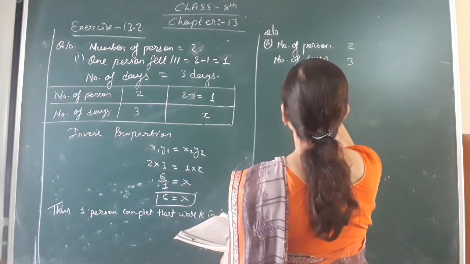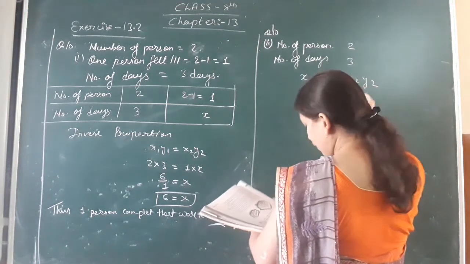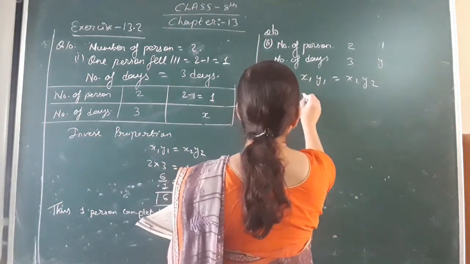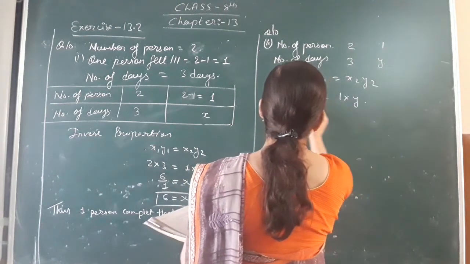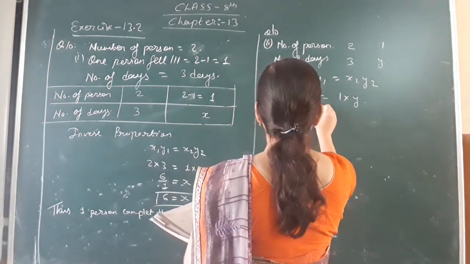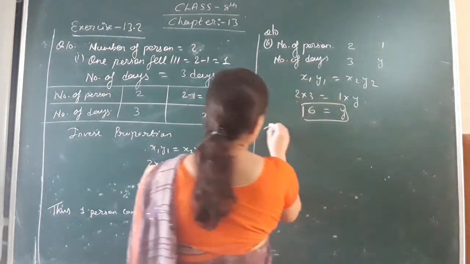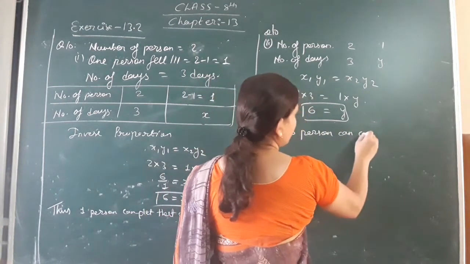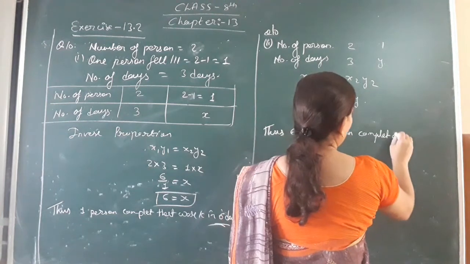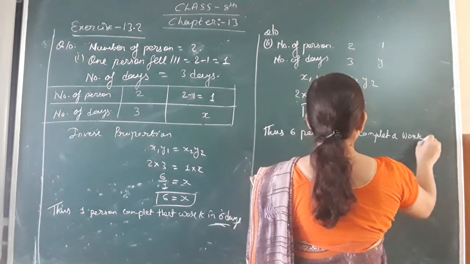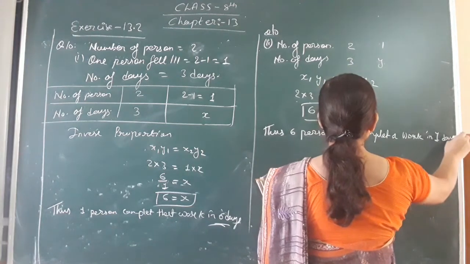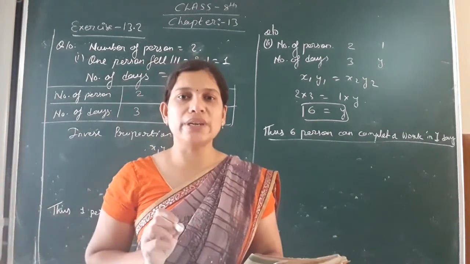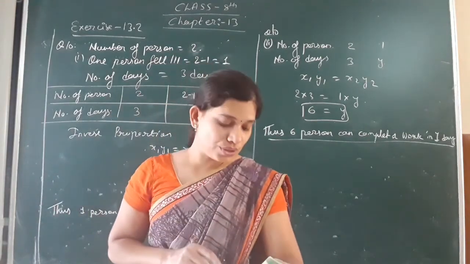Inverse proportion is x1 y1 is equal to x2 y2, isn't it? So here 1 upon 1. So here 2 into 3 is equal to 1 into 1. So here it will be 6. 6 persons can complete this work. 6 persons can complete the work of fitting the window in one day. Clear? So this is the solution of question number 10.